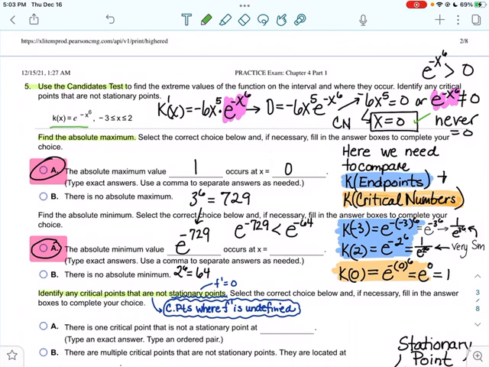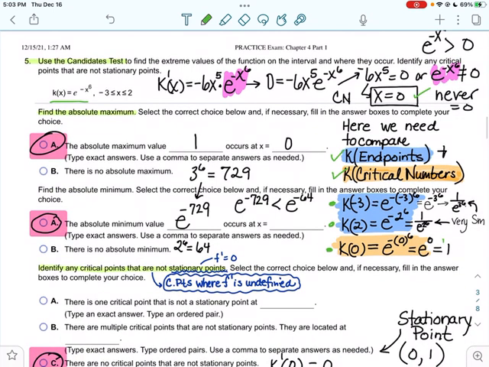Now, when we're looking at this, we are not doing the first derivative test. We're doing the candidates test here. So we need to compare k of the endpoints with k of the critical numbers. When we do that, we're finding k of negative 3, k of 2, and k of 0. The biggest, the largest value that your function is going to have on that interval, is 1. And for these two, you can see 1 over e to the 3 to the 6, that's going to be e to the 729th power, and that's certainly going to be smaller than 1 over e to the 2 to the 6th power. So 2 to the 6 is 64.